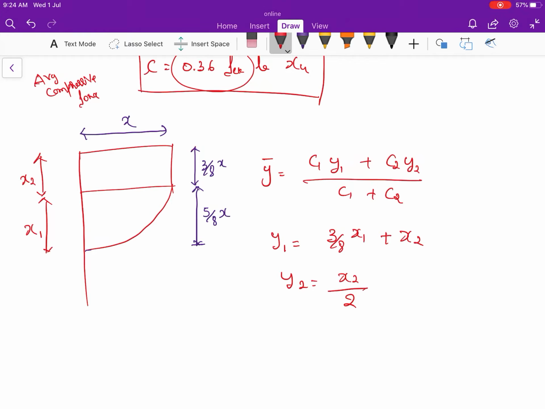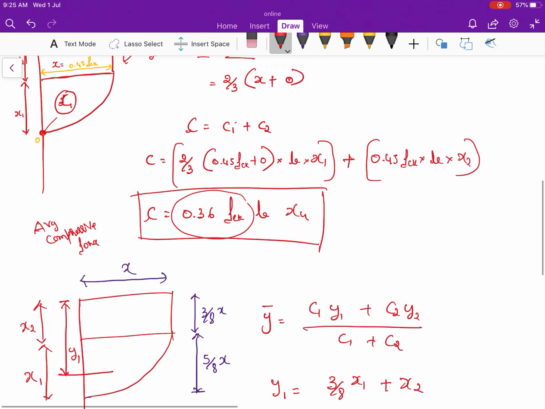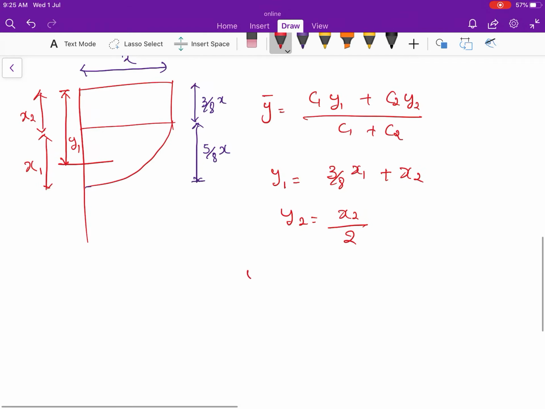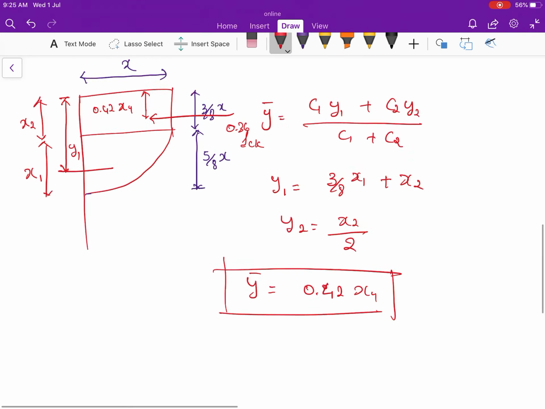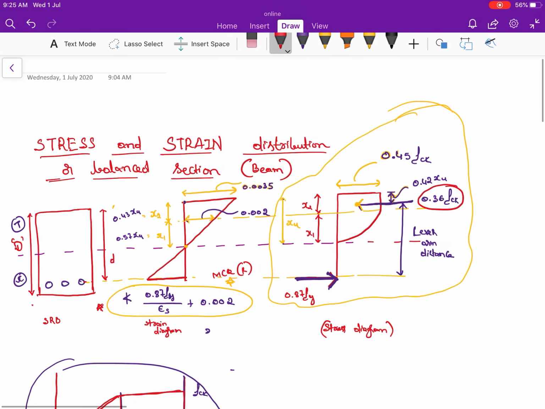Y1 is nothing but from here to here, it is y1. That is what I had taken. Y2 is very simple. So if you substitute, you know the value of C1. This is C1 value, then this is C2 value. If you substitute this, the value of y bar, you are going to get it as 0.42 times XU from the top. That is, from the top at a distance 0.42 times XU, the load which is acting here is equal to 0.36 FCK. This is the derivation what I had written here.